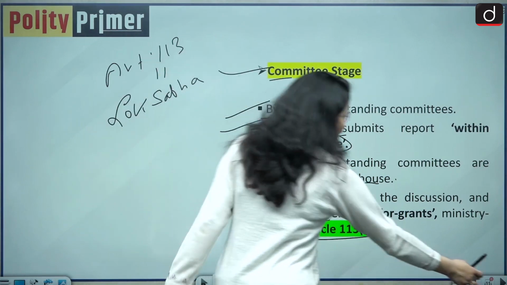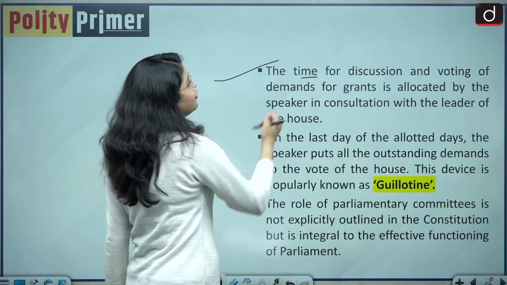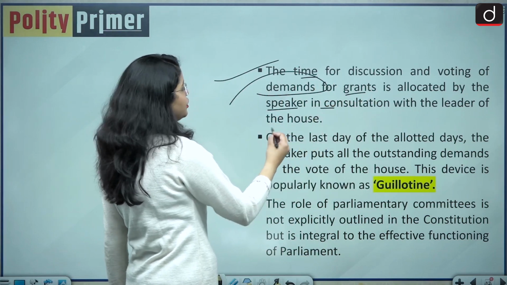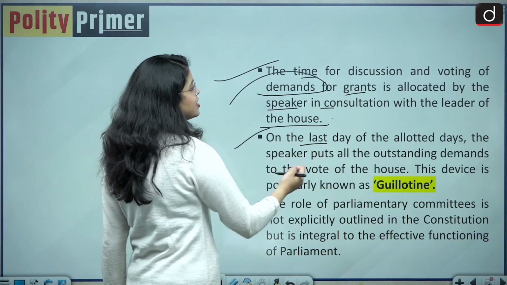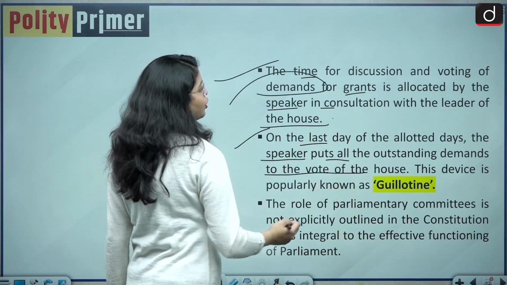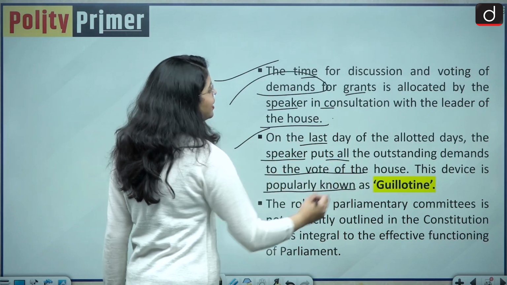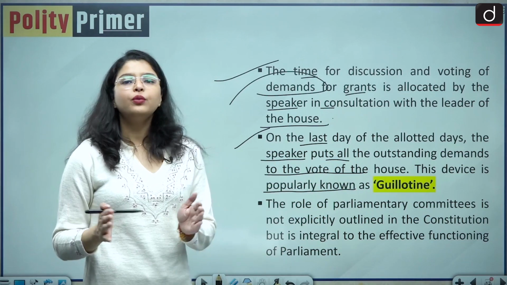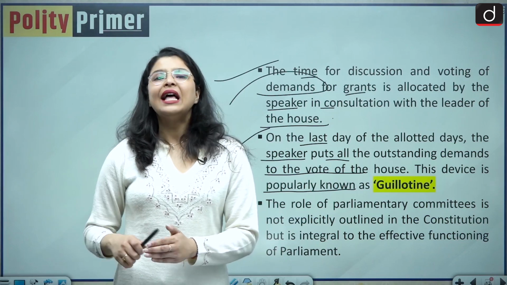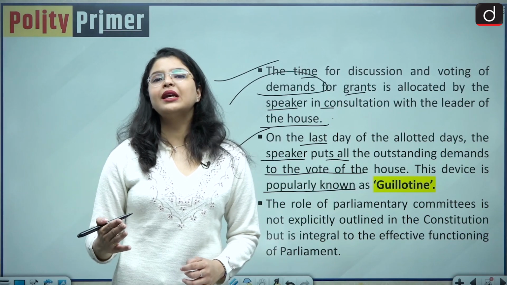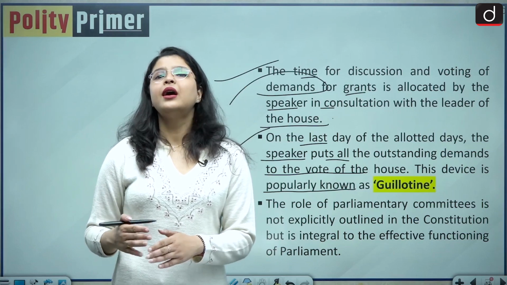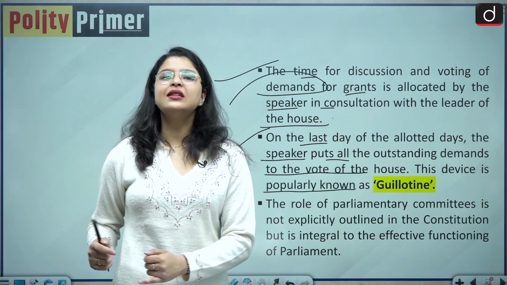Okay, moving forward, the time for discussion and voting for demands for grant is allocated by the speaker in consultation with the leader of the house, and on the last day of the allotted days, the speaker puts all the outstanding demands to the vote of the house, and this device is popularly known as guillotine. So basically all of the demands for grants are discussed and debated on the floor of the houses, and some of the outstanding demands which could not be discussed are simply put by the speaker in front of the house, and basically they are passed by saying yes, yes, yes, and this device is known as guillotine.